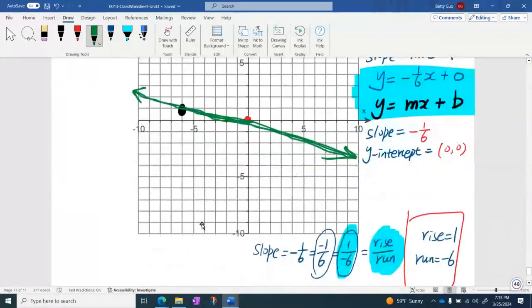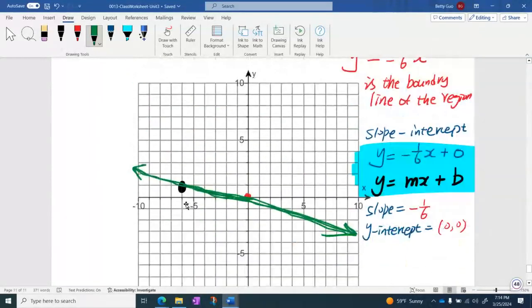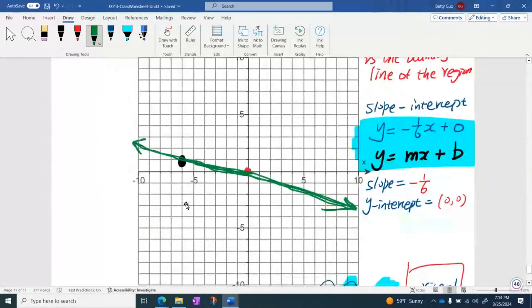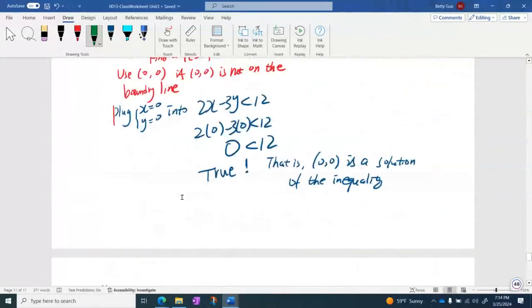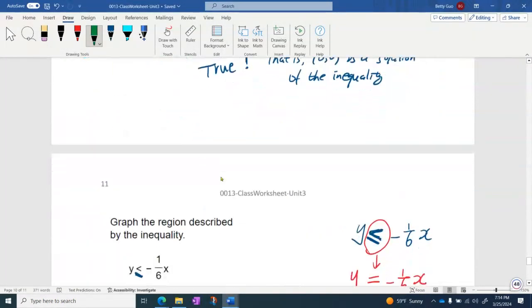How are we going to decide on that? How do we determine that? How do we do the second part? In the previous question, I described the second step is to find a testing point, right? Always use 0, 0 if 0, 0 is not on the boundary.